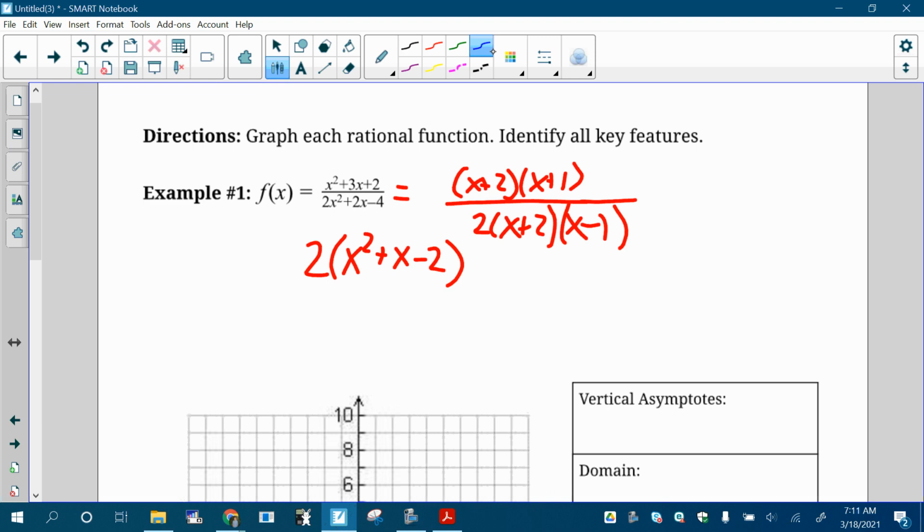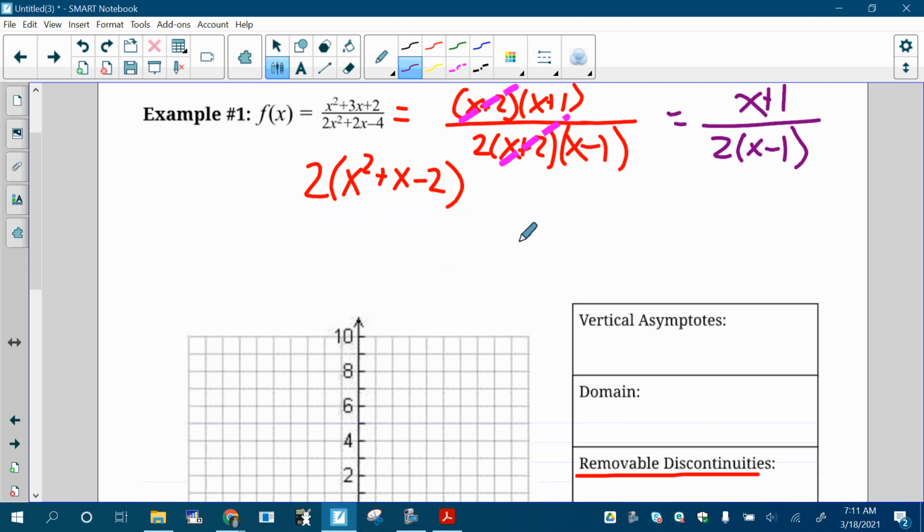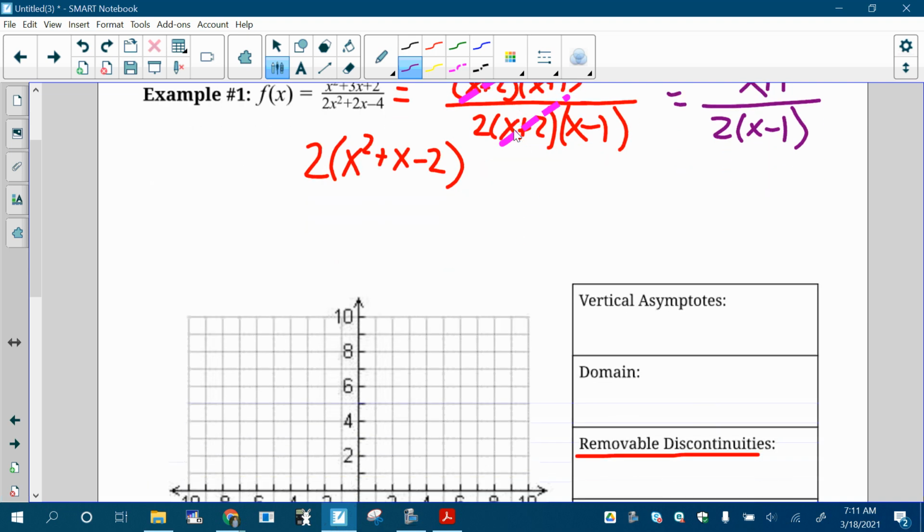After I factor this, the first thing I immediately notice is, hey, I got something that's going to cancel. I got an x plus 2 and an x plus 2. I'm going to cancel that and rewrite what I have left. Please keep in mind the x plus 1 and the x minus 1 do not cancel. Those are different. As soon as I cancel that, I have to remember that means I have a hole, a removable discontinuity. Remember, removable discontinuity is just a hole.